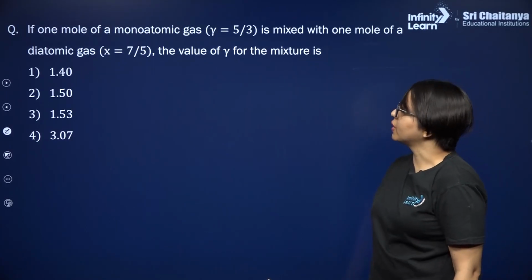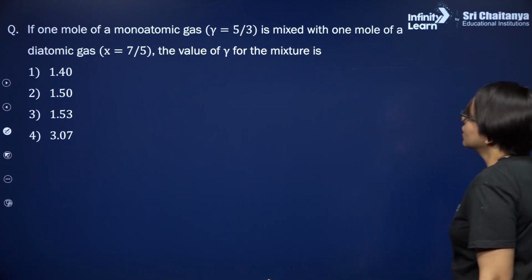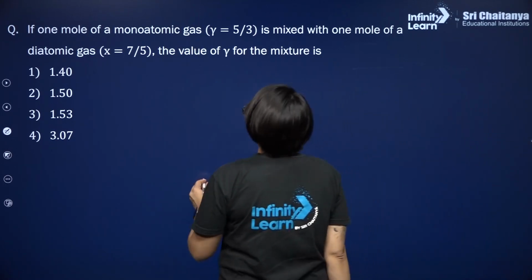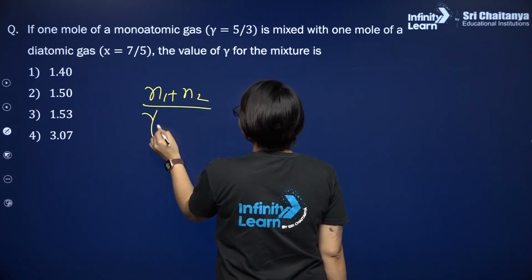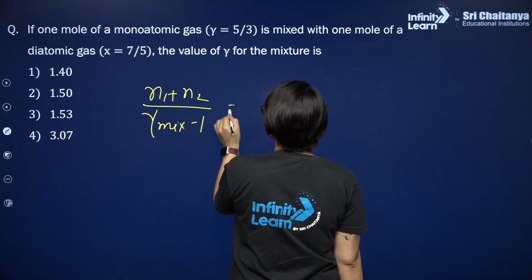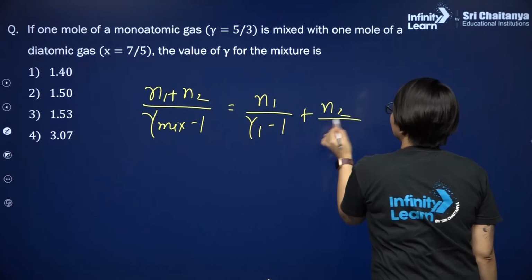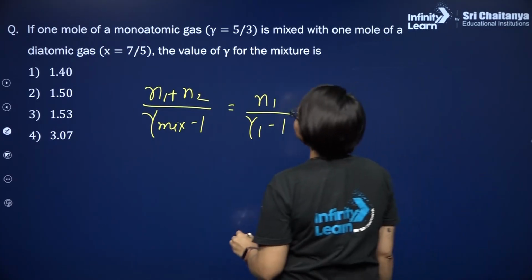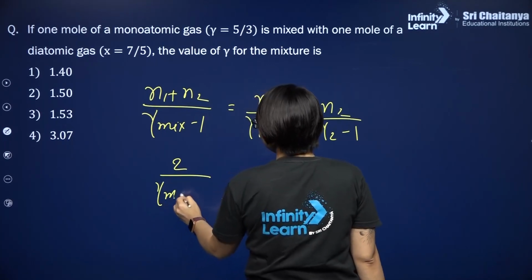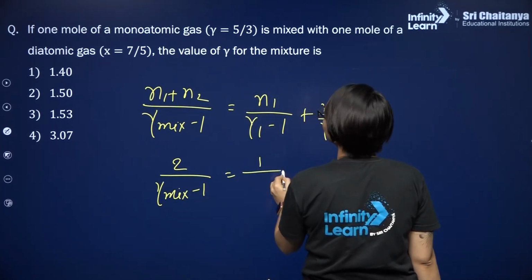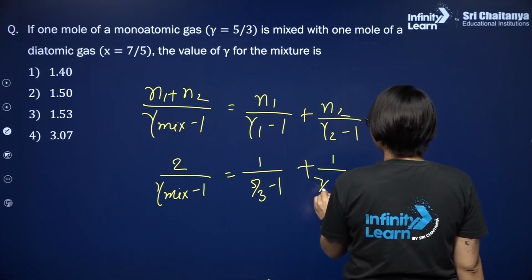Next is this one: if 1 mole of monoatomic gas is mixed with 1 mole of diatomic gas, what is the value of gamma for the mixture? So it is N1 plus N2 upon gamma mixture minus 1 is equal to N1 upon gamma 1 minus 1 plus N2 upon gamma 2 minus 1. So N1 plus N2 is 2. Gamma mixture minus 1 is equal to 1 upon gamma 1, which is 5 upon 3 minus 1, plus 1 upon 7 upon 5 minus 1.